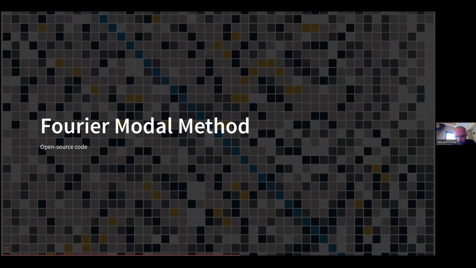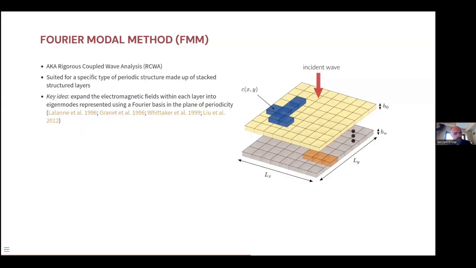The next thing I wanted to talk about is the second piece of code that I've developed. It's a Fourier modal method, also known as rigorous coupled wave analysis. It's well suited for a specific type of periodic structure that is made up of stacked structured layers. This is periodic in the X and Y direction, you can have different structured layers, and you can have homogeneous layers in between. The key idea is to expand the EM field in each layer into eigenmodes on a Fourier basis in the plane of periodicity.